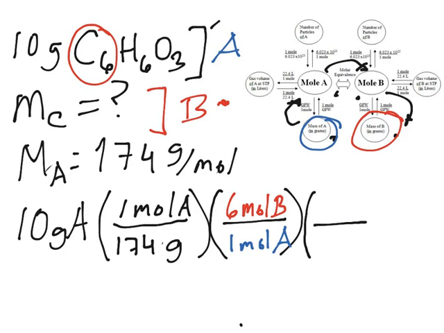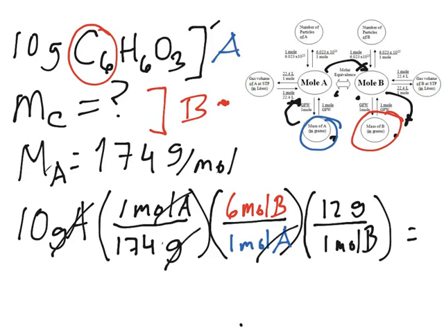Now we want to go from the moles of B to the mass of B. In 1 mole of carbon, it's simply going to be its molar mass. The molar mass of carbon, because it's an element, is just 12, as you can find in the periodic table. So the grams of A will cancel with the grams of A, the moles of A with the moles of A, the moles of B with the moles of B, and we will just have grams of B, which is what we wanted at the beginning.